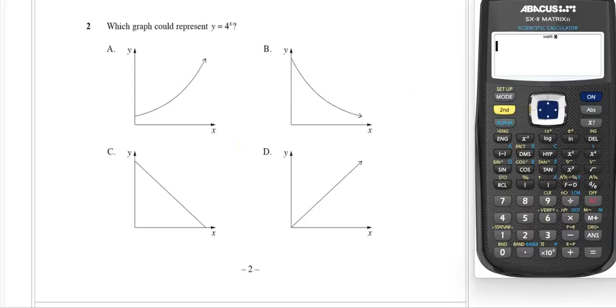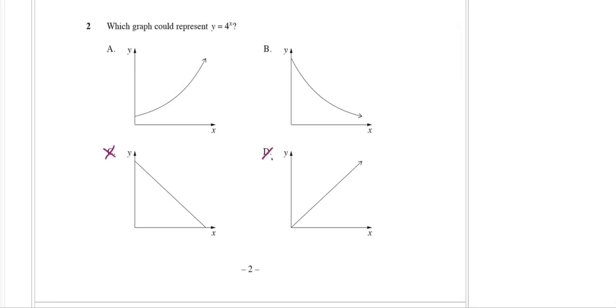Question 2. Which graph could represent y equals 4 to the x? Pause here to try yourself. Okay, so I recognise that y equals 4 to the x is an exponential graph. It's certainly not a straight line, so I can eliminate C and D. I notice that because the 4 is bigger than 1, as x goes to infinity, y will go to infinity, so I need to see one showing that level of exponential growth. The answer is A.